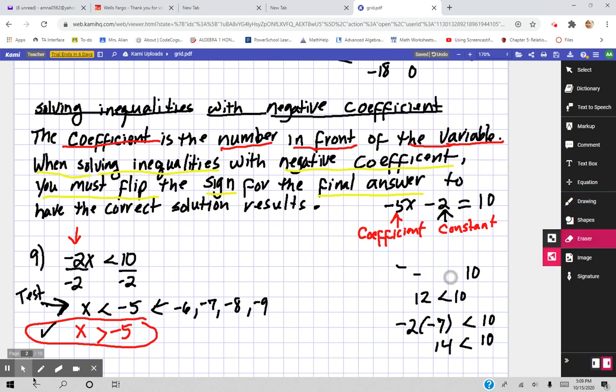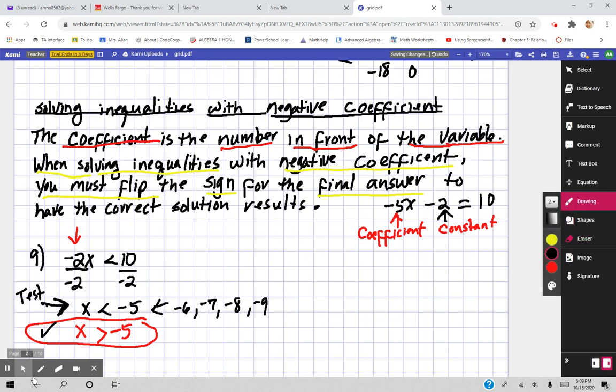Let me erase. And try the one where we flip the sign, and see if that gives us true results. Okay, so -2x less than 10, but this time, this one says I can use -4, which is bigger than -5, -3, -2, anything bigger than -5 works according to this one here.